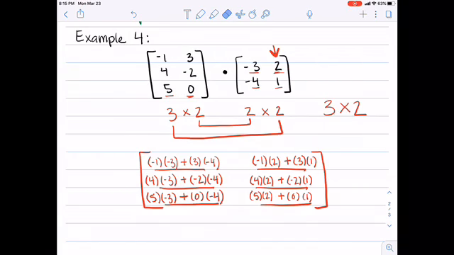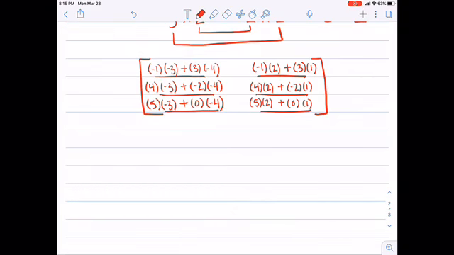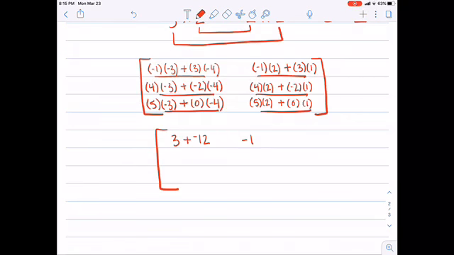Well, now that I have my answer matrix all set up, all I have to do now is go through and multiply it out. So if I multiply this answer matrix out, I have negative 1 times negative 3, which is positive 3, plus 3 times negative 4 is negative 12. In my next spot, I have negative 1 times 2, which is negative 2, plus 3 times 1 is 3.